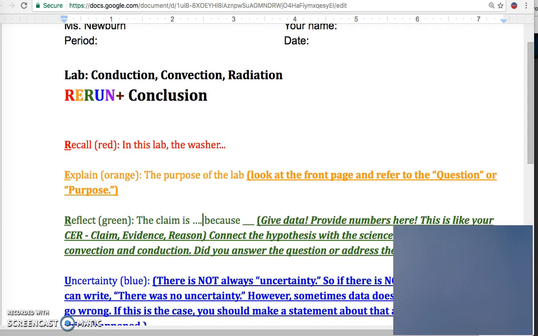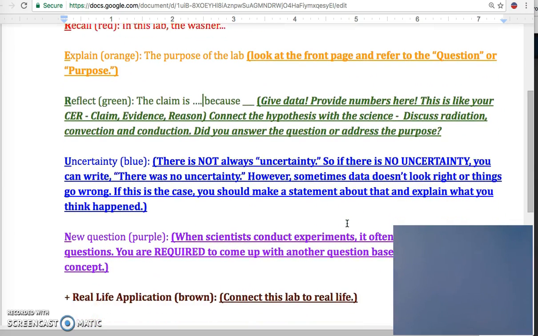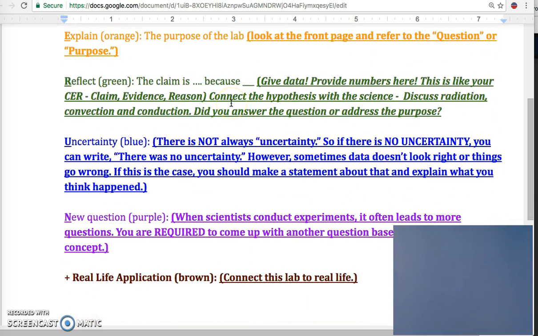And then this part here is kind of like your claim, evidence, reason section that we talk about all the time. That's your claim. It could be revised from your original hypothesis. So we want your current thinking. And then your evidence. Evidence is like numbers. You've got data here. So I want to see some comparisons. Why did you think the stovetop popper was the fastest, if that's what your data showed? And then I want you to connect it with the hypothesis and the science.